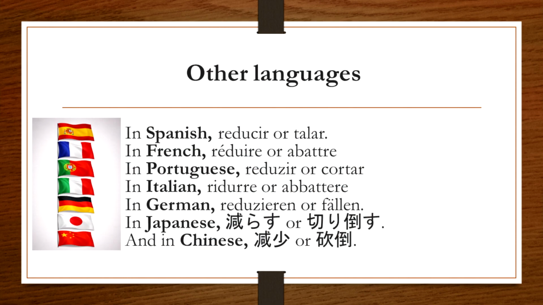Now, just to connect this to other languages for a moment, in Spanish, it's like reducir or talar. In French, réduire or abattre. In Portuguese, reduzir or cortar. In Italian, ridurre or abbattere. In German, reduzieren or fällen. In Japanese, herasu or kiritaosu. And in Chinese, jianshao or kanda.